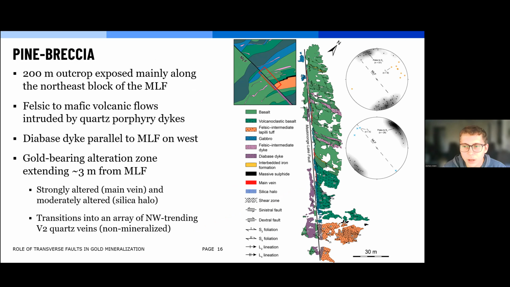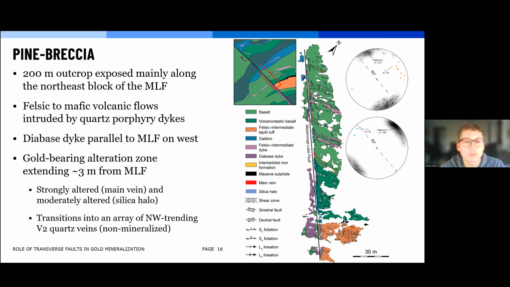north, intruded by quartz porphyry dikes, as well as containing S2 parallel shear zones that populate the sort of northern end of this outcrop. And you'll note that the dextral drag of the shear zones and the dikes is very apparent on this map here, sort of a main indicator of that D4 dextral shearing. We also have the diabase dike that occurs parallel to the Maskinonge Lake Fault on the southwest block here.